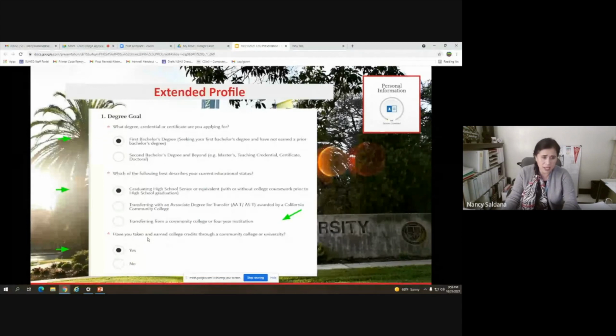And then the last question is, have you taken or earned any college credit? If you have taken a concurrent enrollment class or a dual enrollment class, or if you're taking classes in the summer, then you mark yes, that you have earned college credits, whether it was at Hartnell or at MPC. If you haven't, then you just mark no, that you have not completed any college credits.